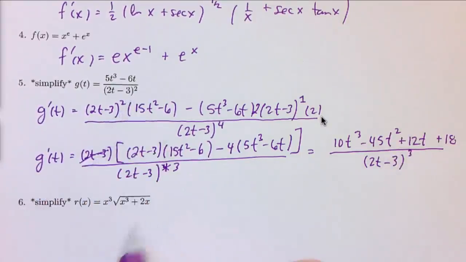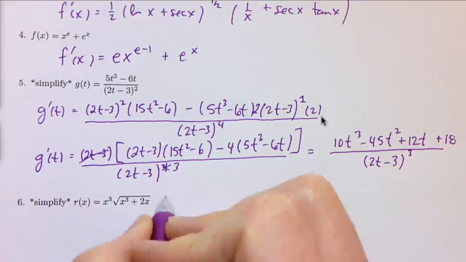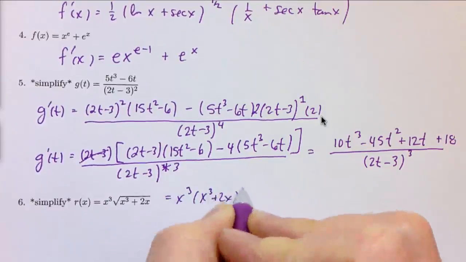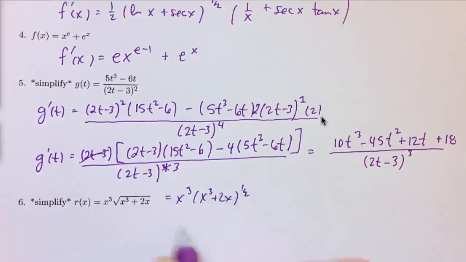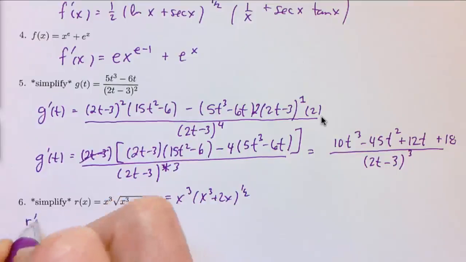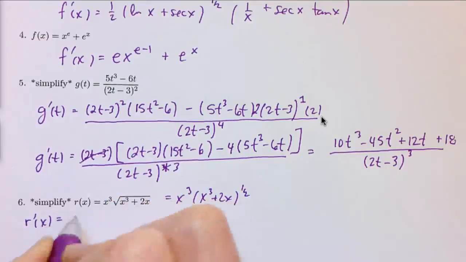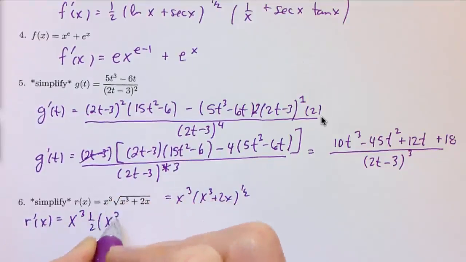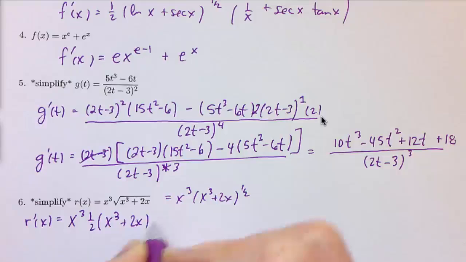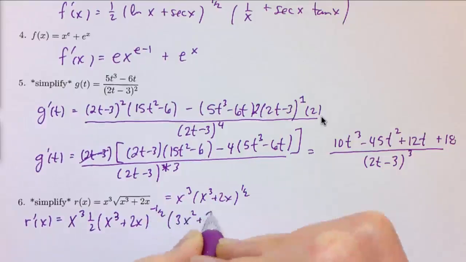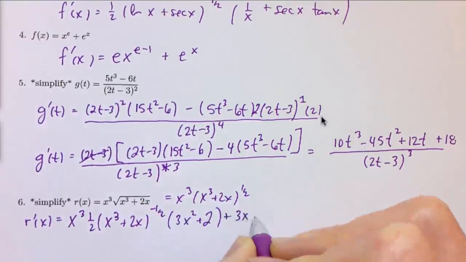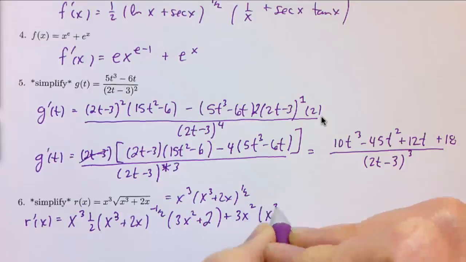Okay. Similar things happen on this next problem. I have here x cubed times (x cubed plus 2x) to the 1/2. Product rule. Leave the first alone, differentiate the second, which is a chain rule. Multiply by the derivative of the inside, plus, that's from the product rule, differentiate the first, leave the second alone.